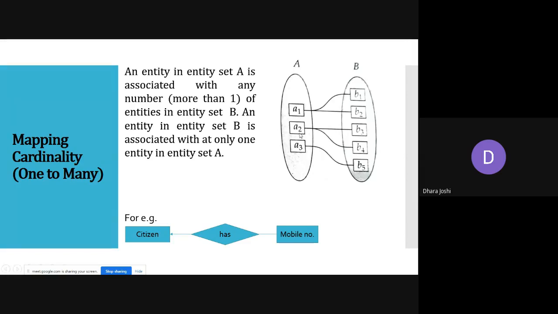So here A1, A2, A3 are the citizens or persons, and B1, B2, B3, B4 and B5 are mobile numbers. It may be possible that person 1 has two different mobile numbers, but if I take one mobile number and check for the owner of this mobile number, it can be only one person. So this is called one to many. And if I see the same scenario from this side, from mobile number to citizen, many mobile numbers can have the same owner. So it is many to one.